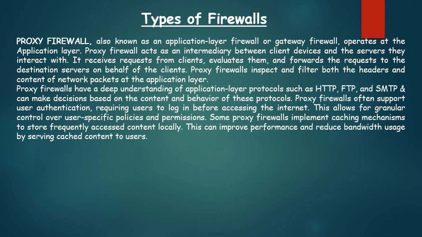Proxy firewall, also known as application layer firewall or gateway firewall, operates at the application layer, which is layer 7 of the OSI model. Proxy firewall acts as an intermediary between client devices and servers they interact with. It receives requests from clients, evaluates them, and forwards the request to the destination servers on behalf of the clients.